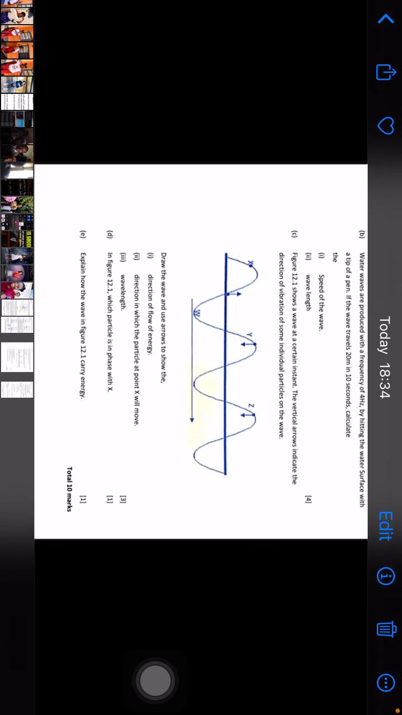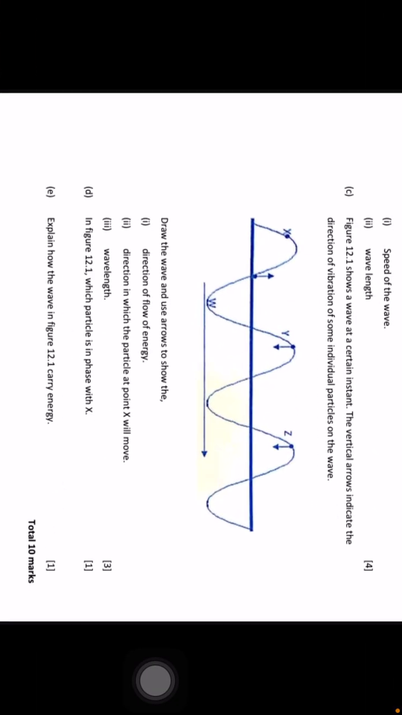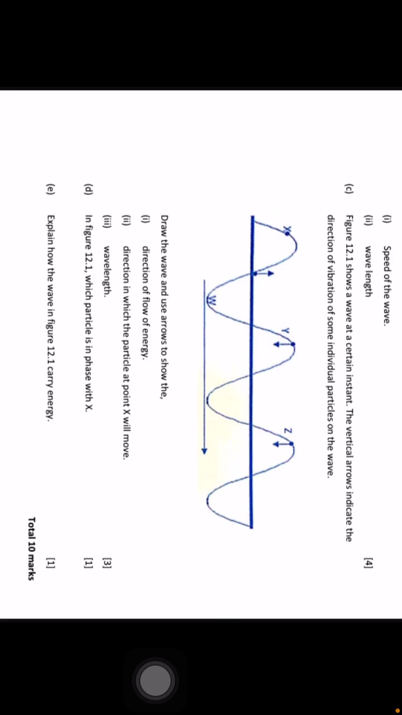Let's go to question C. Do a quick one. Question C, figure 12.1 shows a wave at a certain instant. The vertical arrows indicate the direction of the motion of some individual particles on the wave. Draw the wave and use arrows to show the direction of the energy. This is a transverse wave, so we know that the particle motion is always perpendicular to the direction of the wave.